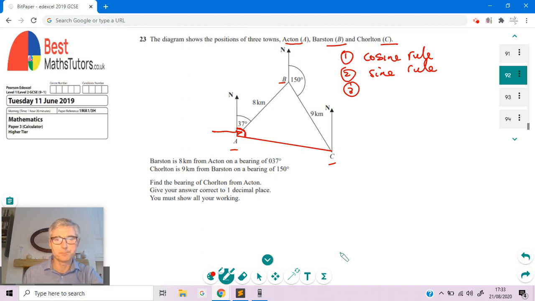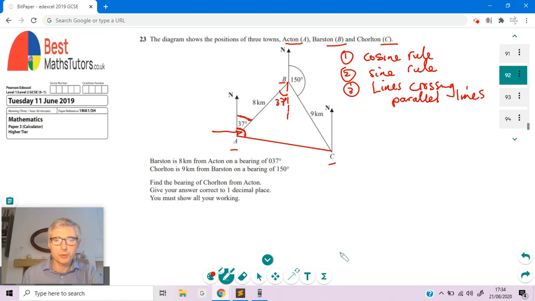So, for example, this 37 here would be, if we extend this north line down, we could find this angle here. So we could say that this angle, because we've got an alternate angle to this 37, is also going to be 37. And that's actually going to be something important as well. So we've got lines crossing parallel lines as well, so we need to know the rules of those.